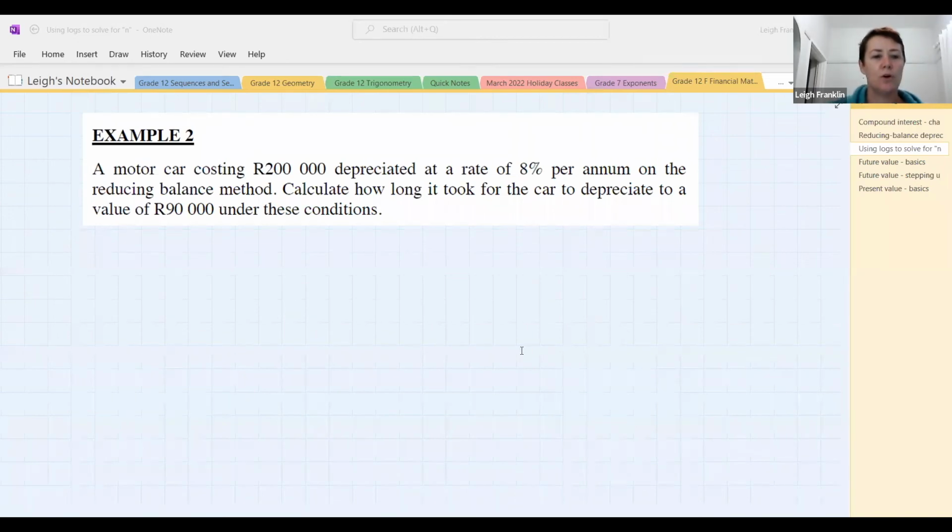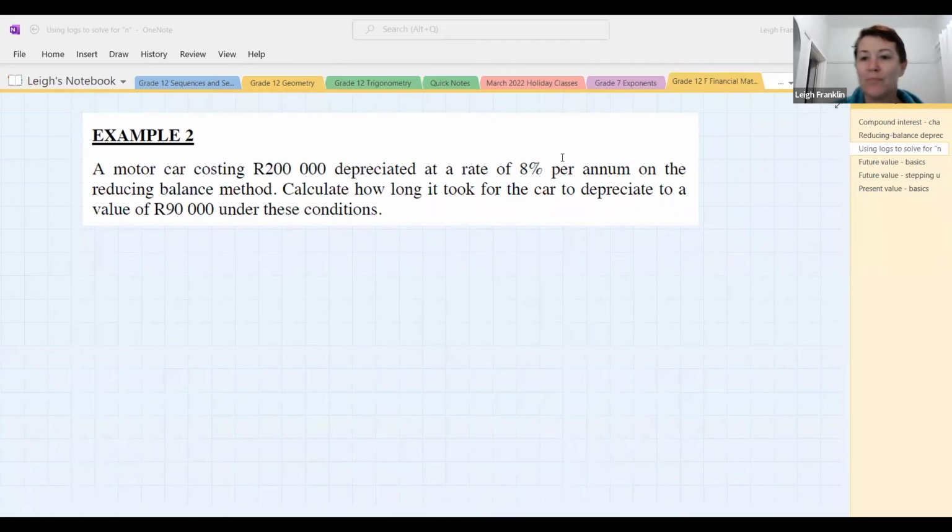Okay. So a motor car costing 200,000 Rand depreciated at a rate of 8% per annum on the reducing balance method. Calculate how long it took for the car to depreciate to a value of 90,000 Rand under these conditions. Okay, once we've read the question, the next thing we need to say to ourselves is, what formula are we going to use? What formula do we use in the case of this question? Can anybody tell me?